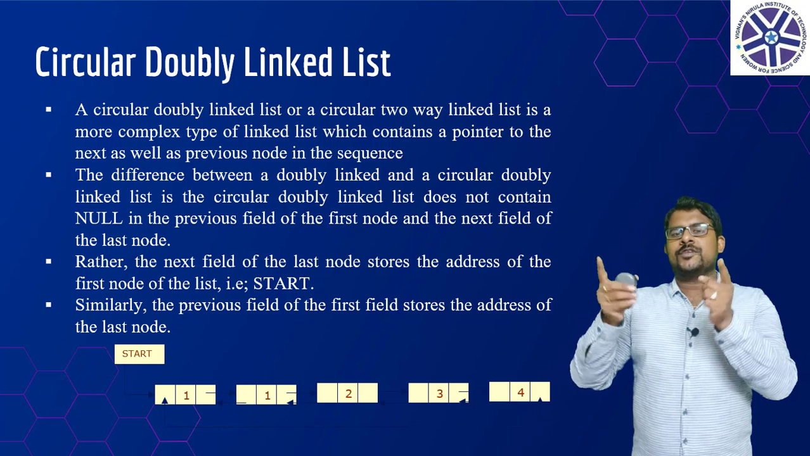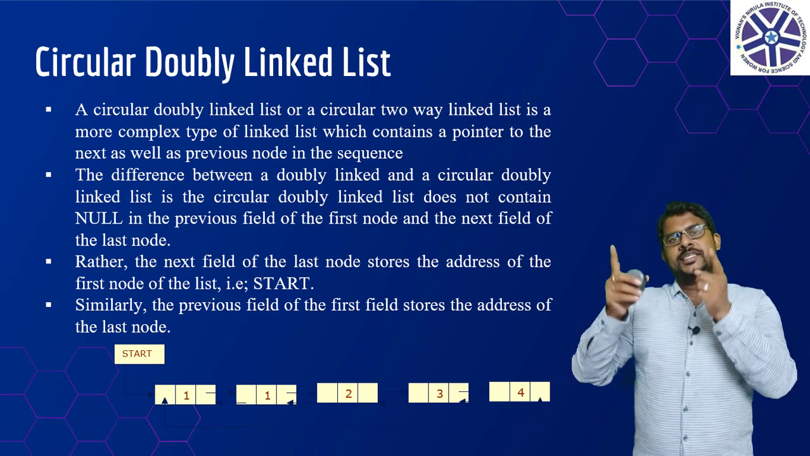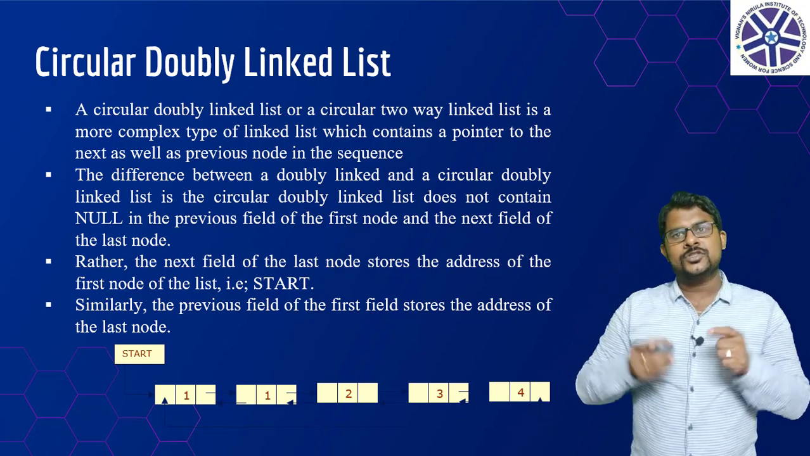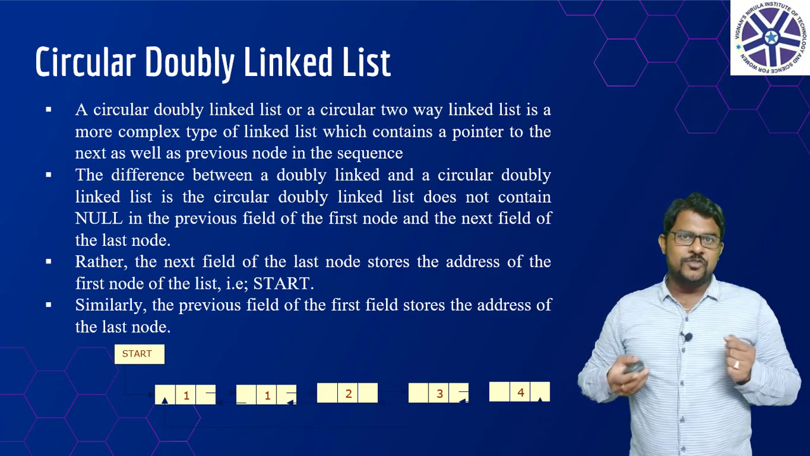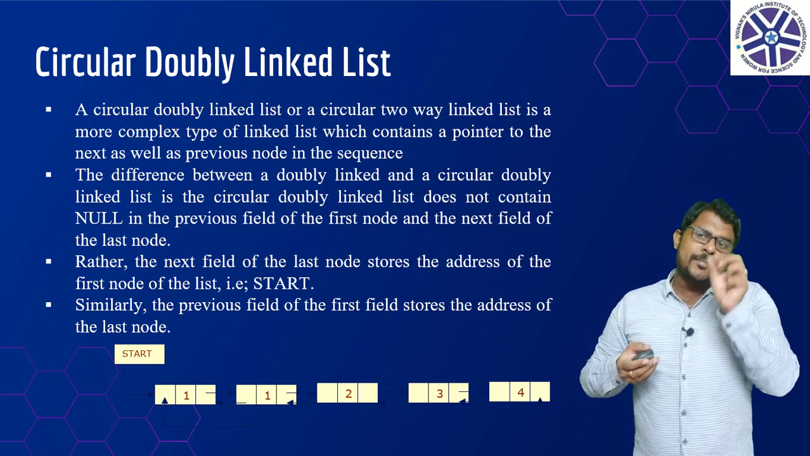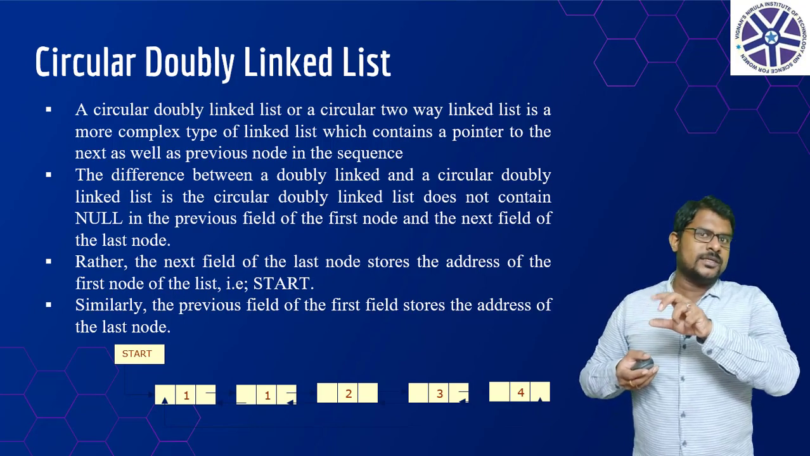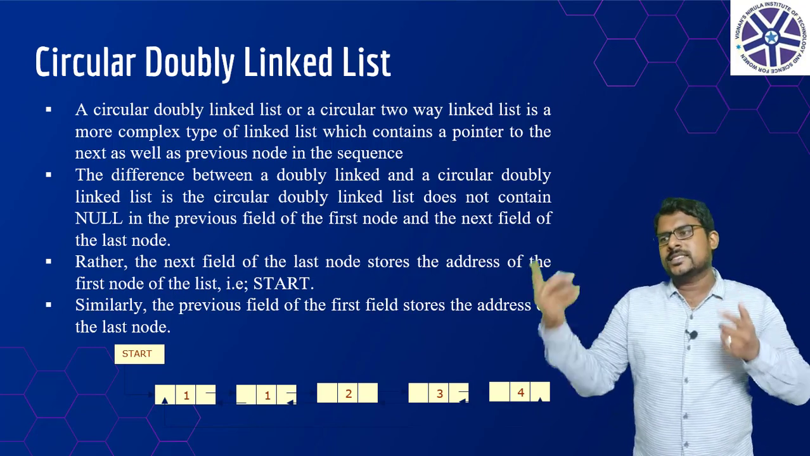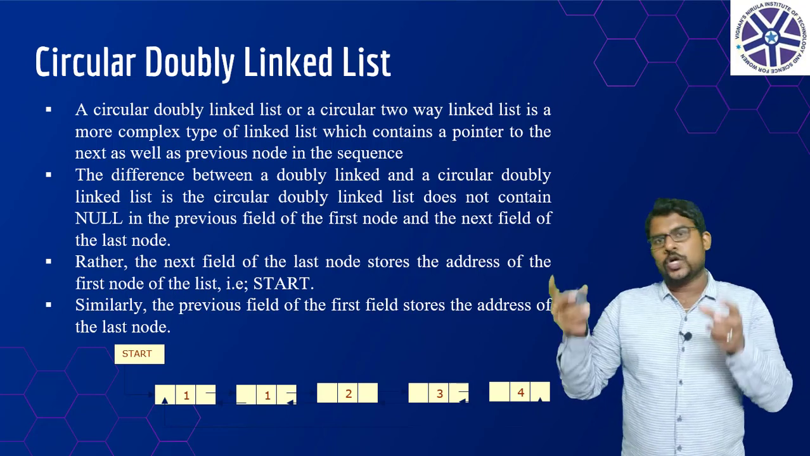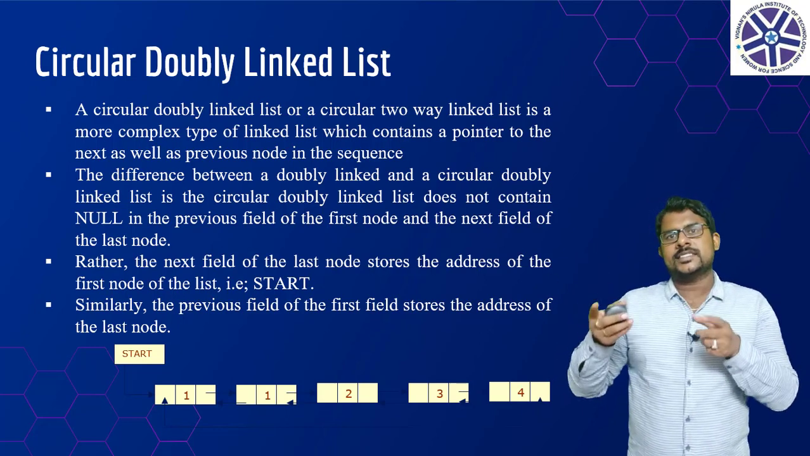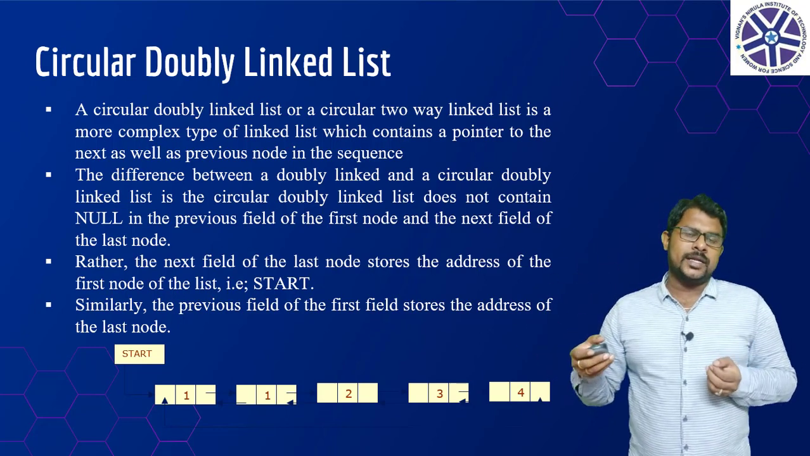So we are going to interconnect the first node and last node with two links, backward and forward links, so that from any node to any other node you can move forward or backward. So this is a kind of never ending. You can call it a list that doesn't have any beginning or end.